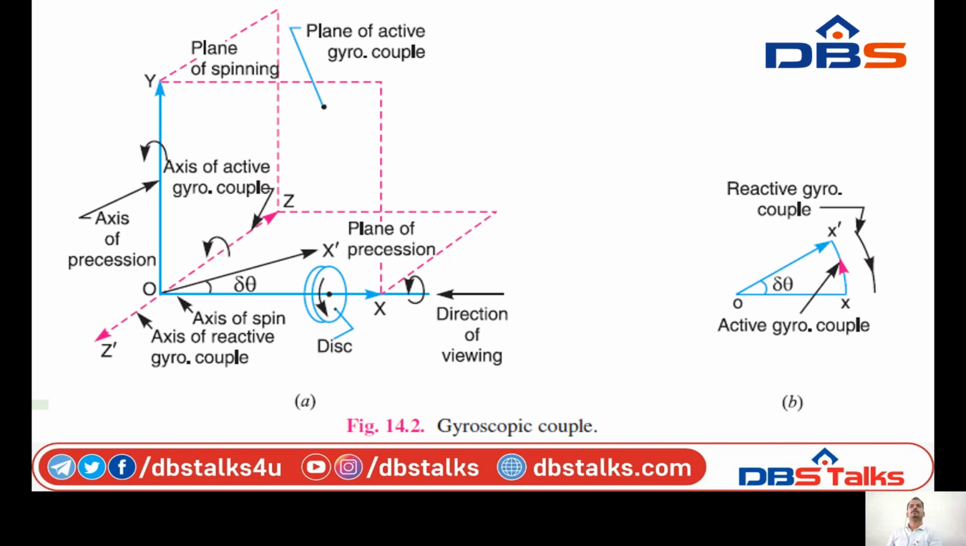Let I be the mass moment of inertia of the disk about OX and omega be the angular velocity of the disk. So the angular momentum of the disk is I omega. Since angular momentum is a vector quantity, it may be represented by the vector OX dash, as in the active gyroscopic couple figure. OX dash and OX are both contained in the plane of spin.